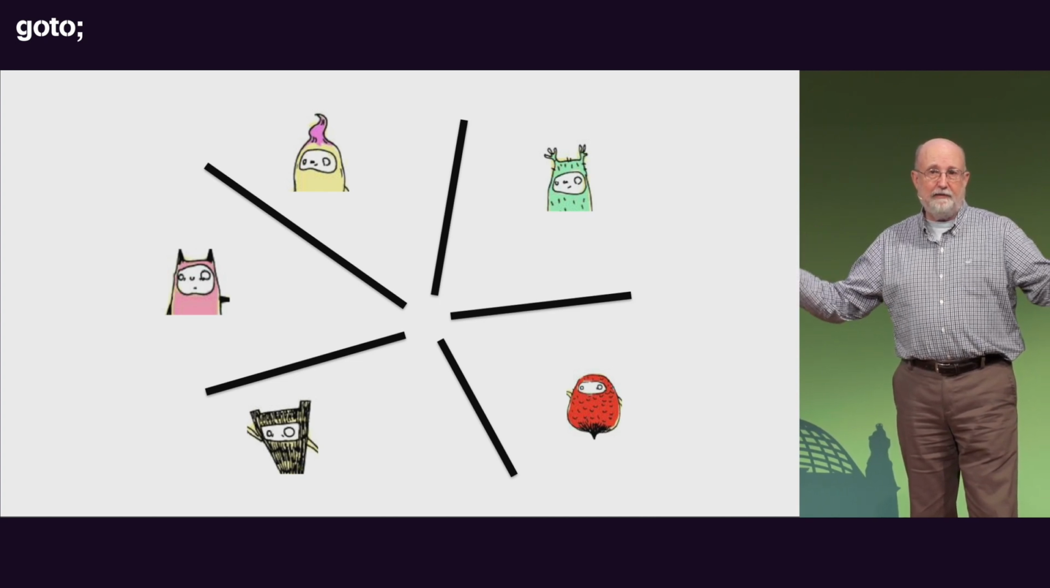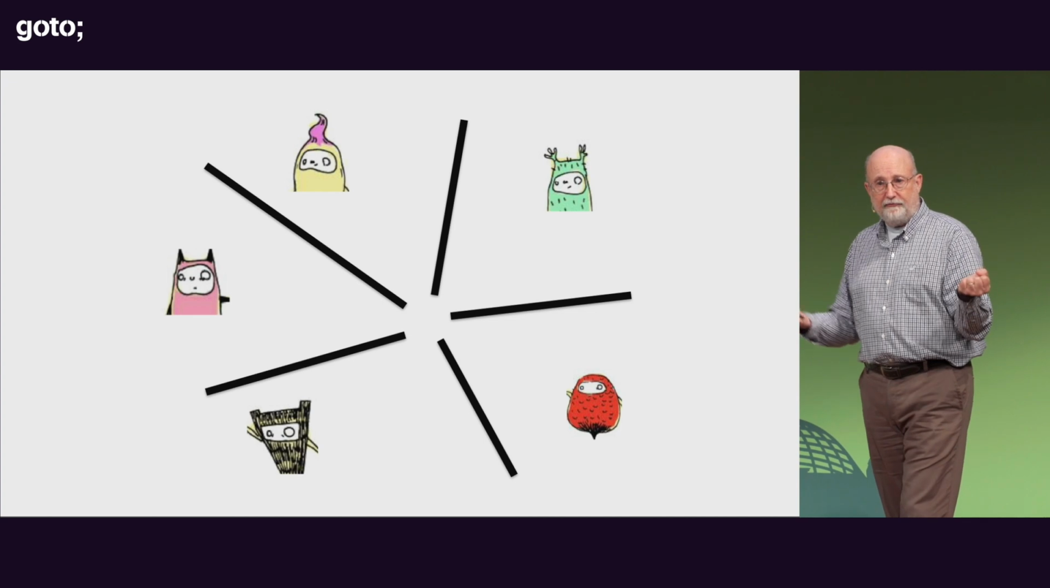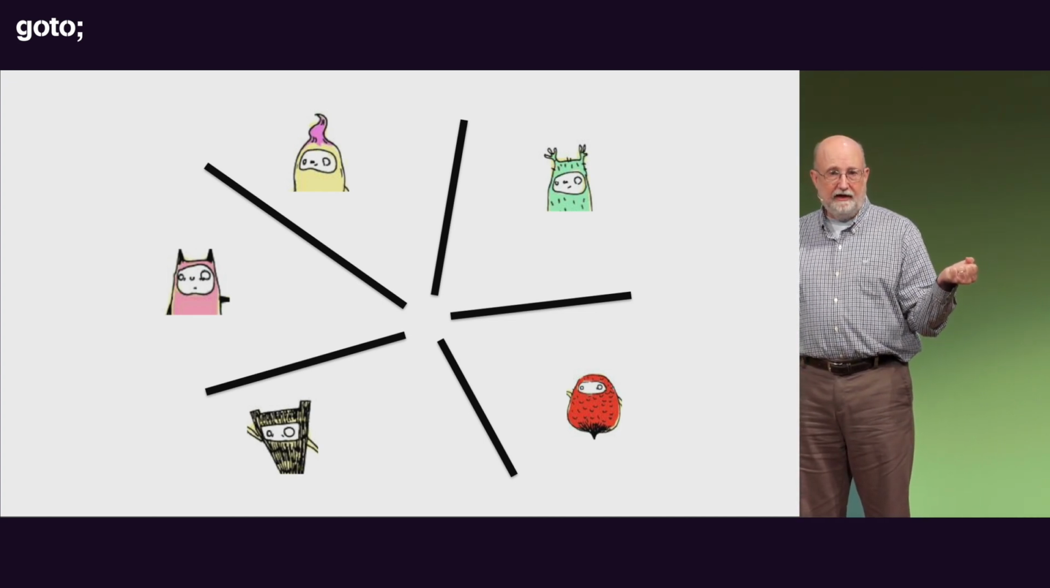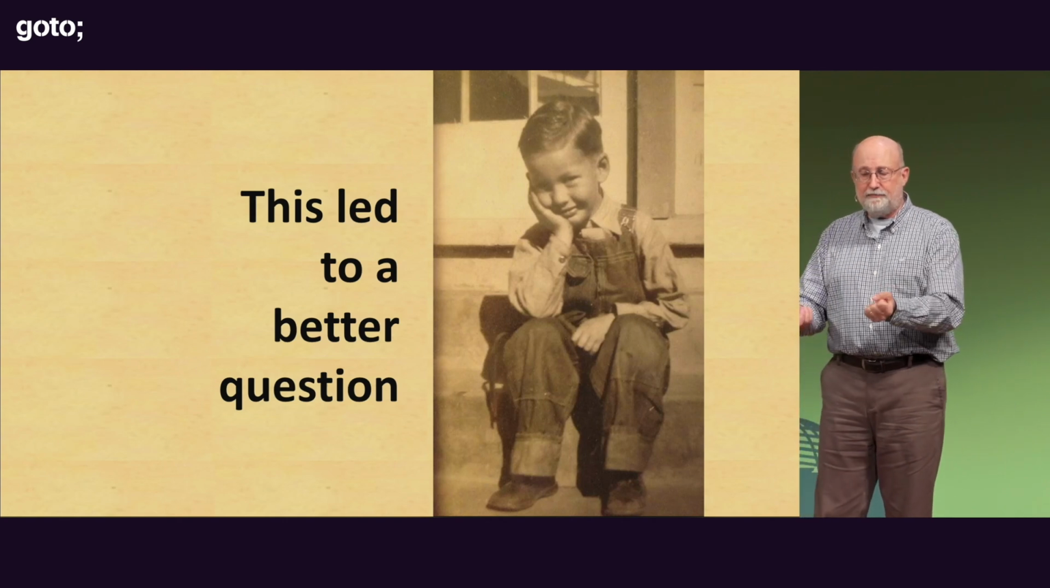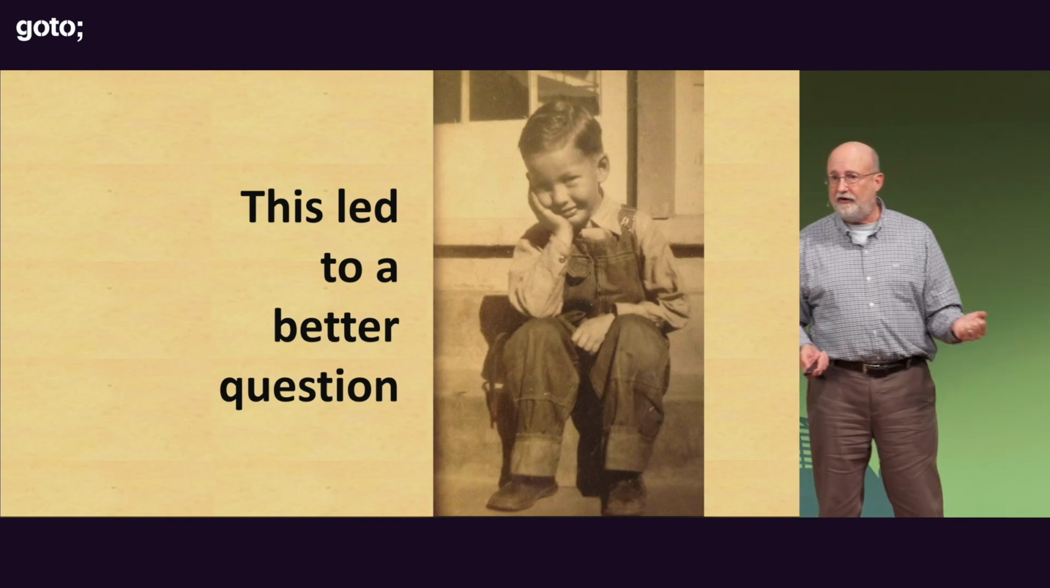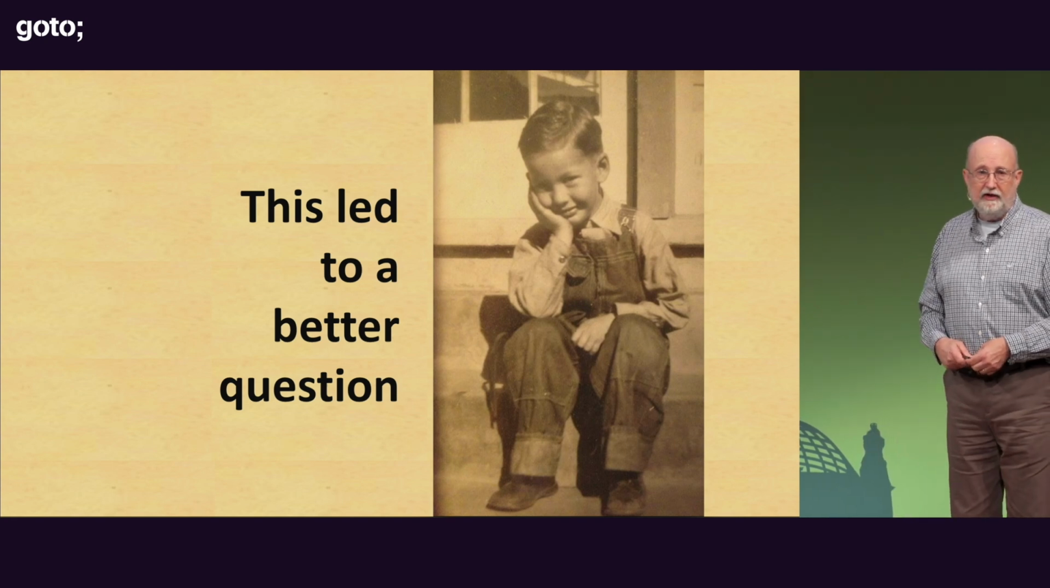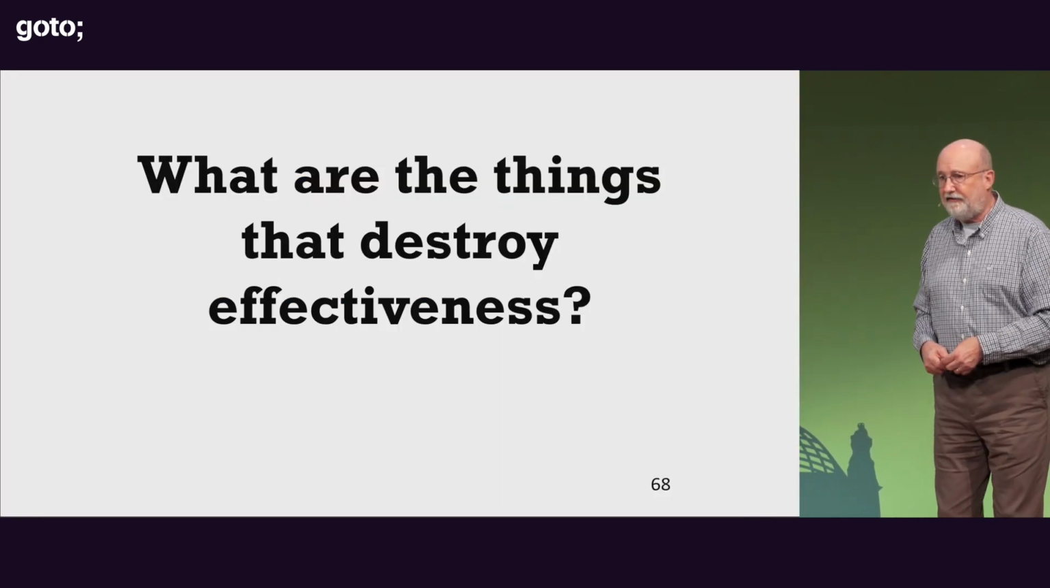This now gives us a better question, because we can look at it from both of those 2 points of view, and we can come up with a better question. And the question that I came up with, and I wish my father was alive now because I'd like to talk to him about this, is this enough better? But this is the question. What are the things that destroy effectiveness?